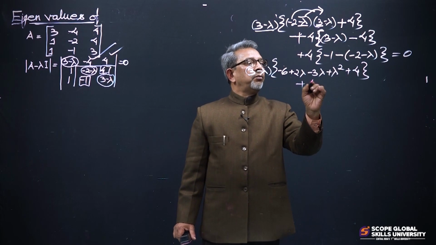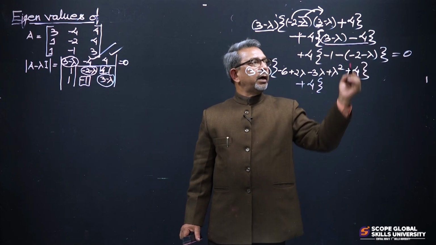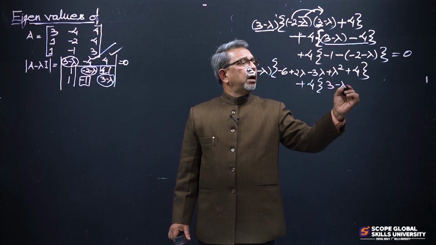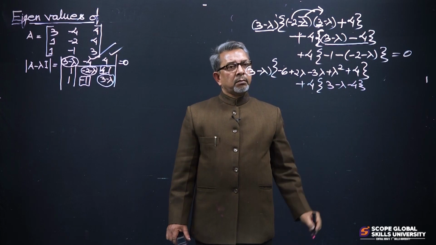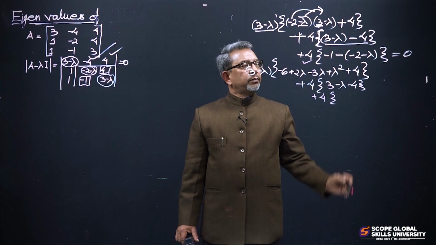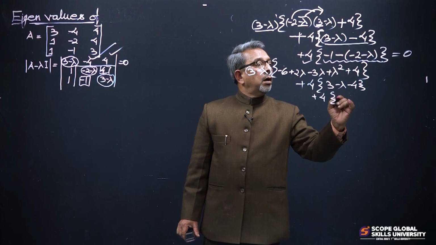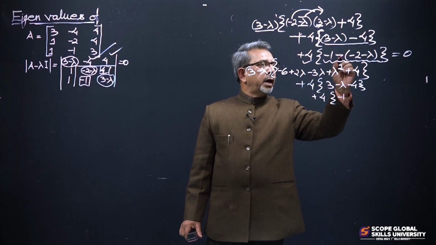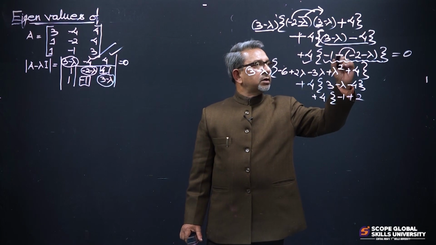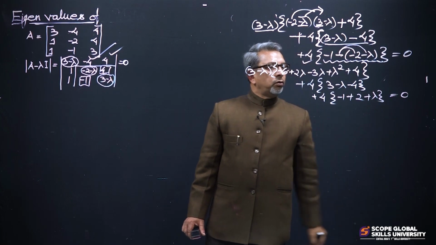Plus 4 multiplied by, opening the bracket in this second bracket, 3 minus lambda minus 4, plus again 4 multiplied by, now open the bracket of this curly bracket, minus 1 minus, and this minus becomes plus 2, similarly minus, and this minus becomes plus lambda, and finally it is equal to 0.